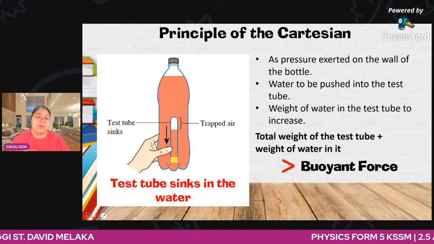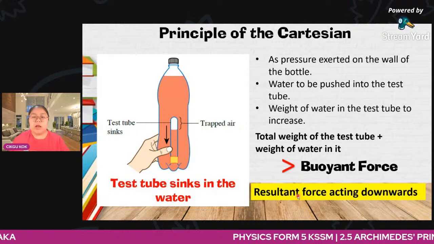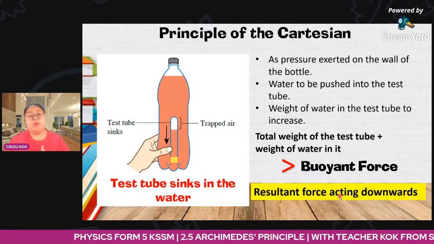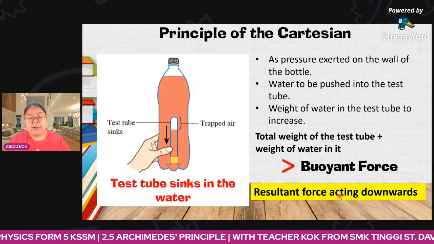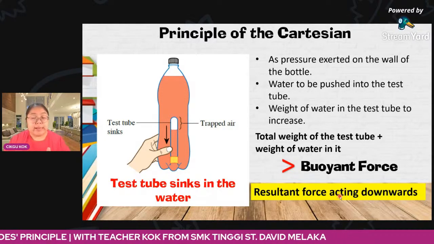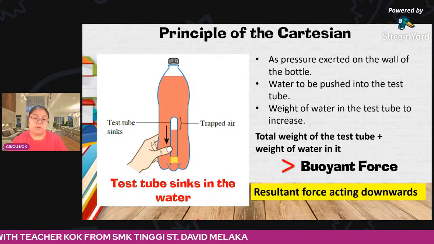Okay, then we go through the resultant force acting downwards. Because the total weight is higher, finally they will create a force acting on the object to go downwards. So the difference in force, we call it a resultant force.